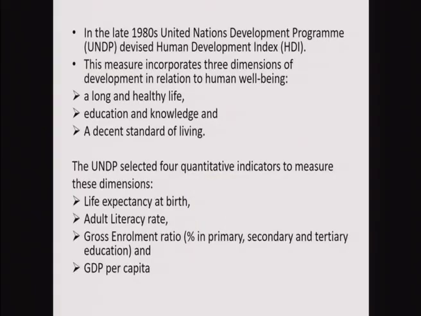The UNDP, United Nations Development Programme, has selected 4 quantitative indicators to measure these three dimensions. The first one is life expectancy at birth. How many children are being born and how many are being put to death? What is the lifespan of the individuals? Everything will be studied in the life expectancy at birth.